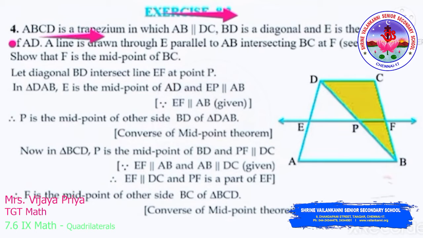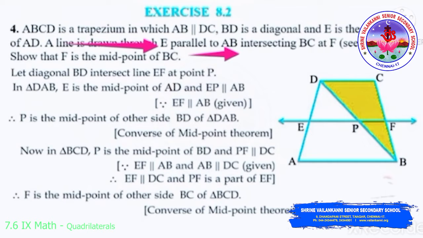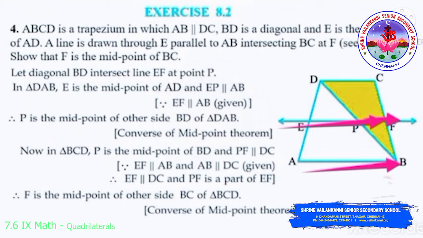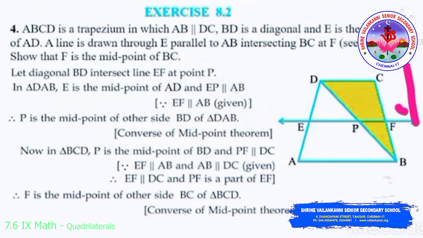ABCD is a trapezium in which AB is parallel to CD and BD is a diagonal, and E is the midpoint of AD. A line is drawn through E which is parallel to AB, intersecting BC at F. Show that F is the midpoint of BC. So he has given a figure of a trapezium ABCD and a diagonal BD, and E is the midpoint of the line segment AD. A line is drawn through the midpoint parallel to the base AB, intersecting BC at F. We need to prove that F is the midpoint of the line segment BC.